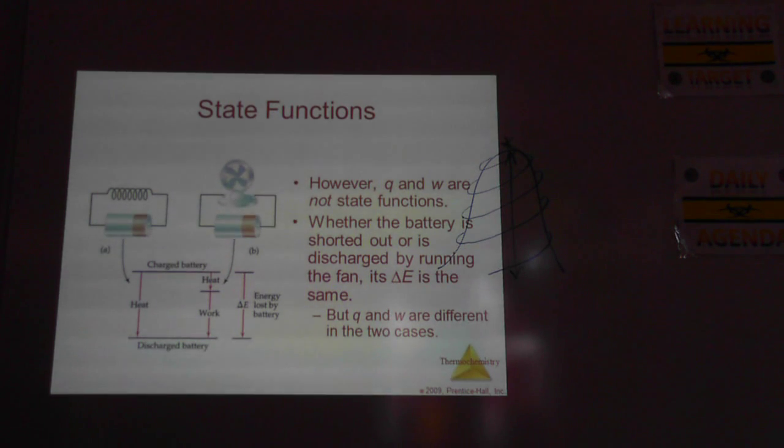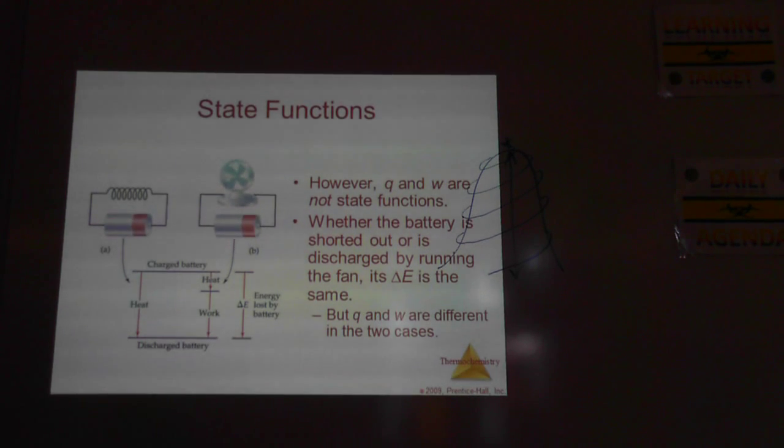But if you've ever held onto or tried to feel a battery that has a short circuit in it, it gets extremely, extremely hot. In fact, usually so hot you can't even touch it. It's going to burn your fingers. So the way that it gets to the delta E of 0 is by discharging a large amount of heat.